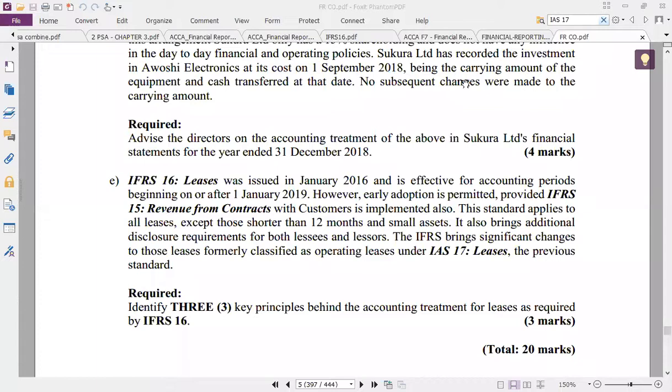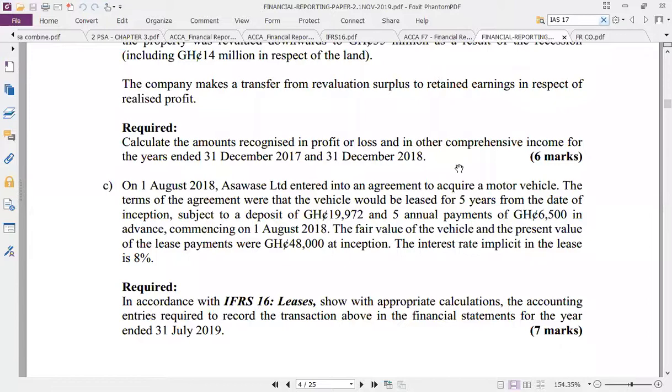The next question. The question says like this: in accordance with IFRS 16, show with appropriate calculations the accounting entries required to record the transaction above in the financial statements for the year, I think 2019. So I can really address some few points, the main issue.